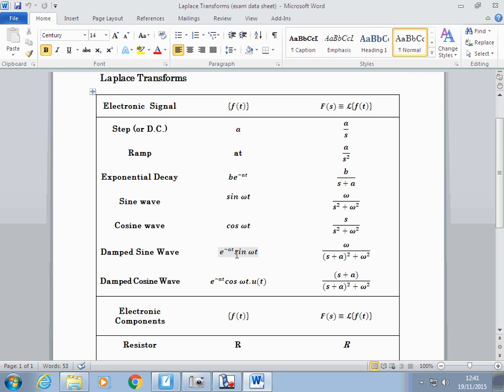And if you look at that, hopefully you could sort of sketch what that might look like. Sine wave, so you can imagine a sine wave, but this bit in front, e to the minus alpha t, is an exponentially decaying amplitude. So we've got a damped sine wave. That's where that comes from.